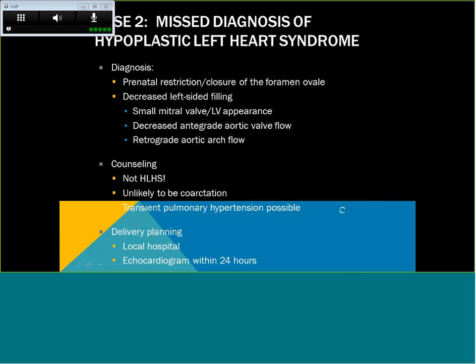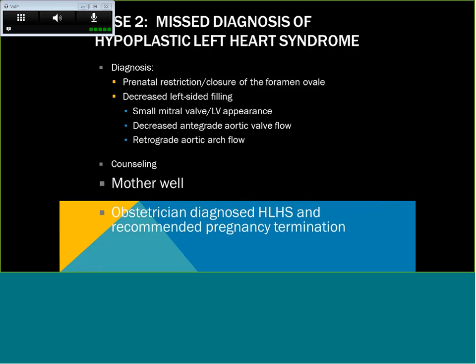This typically does not cause any significant postnatal issues. Again, there's decreased left-sided filling, small mitral valve and left ventricle appearance, and decreased antegrade aortic valve flow, retrograde arch flow, but this is not hypoplastic left heart. In fact, it's unlikely to be even coarctation. There can be transient pulmonary hypertension, but typically, again, this could be a delivery at a local hospital, and we would probably do an echo within 24 hours, mainly to rule out that there's any pulmonary hypertension.